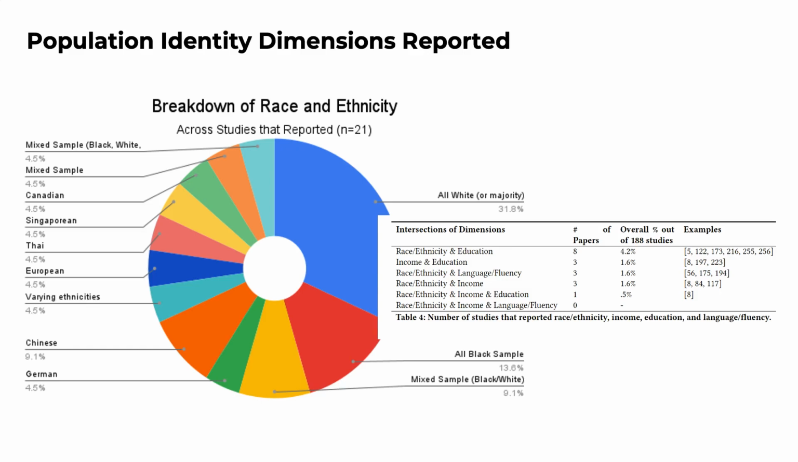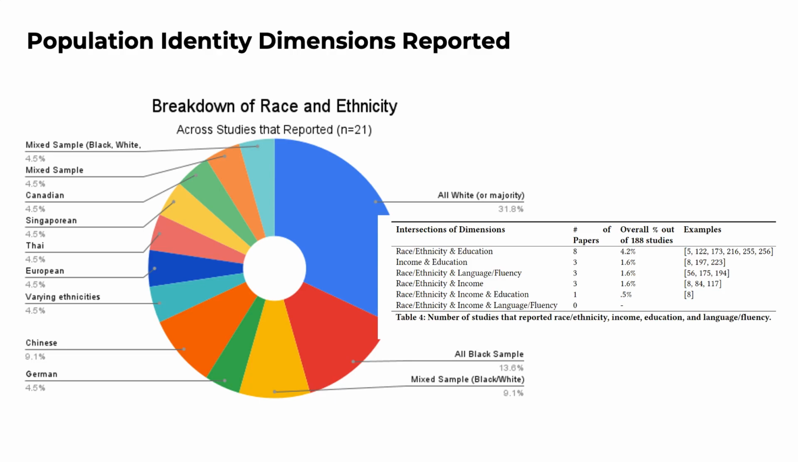The third area was population identity dimensions reported. Our results identify identity dimensions in three different categories: primary identity dimensions, secondary identity dimensions, and tech use characteristics, which we define in the paper. Age and gender were among the most reported, while dimensions like race or ethnicity or income or socioeconomic status were only reported in 11.7 and 3.7% of studies respectively.